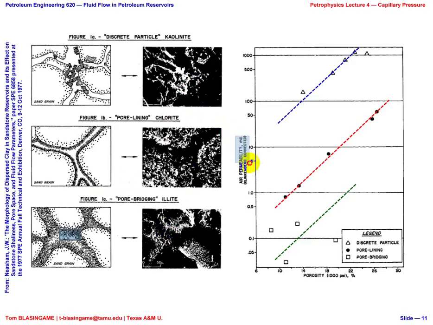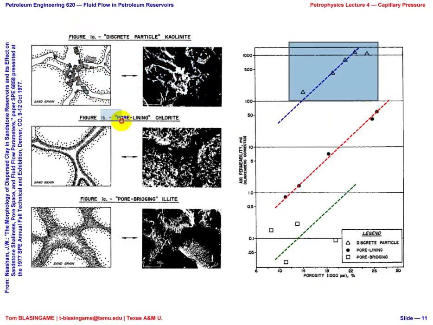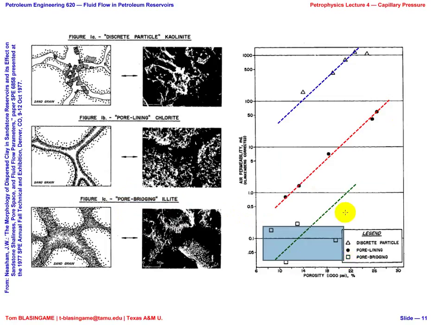What they did is they also made a correlation plot of permeability versus porosity, and the discrete particle case, it's bad, but it's not too bad. And then the pore lining case, it has a big effect, but it still maintains this correlation basically of a straight line with porosity and the log of permeability. And then pore bridging illite just messes everything up. There's no correlation at all. I threw this line in just for your own benefit.